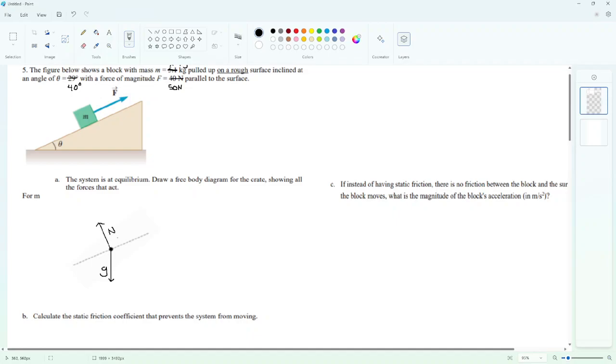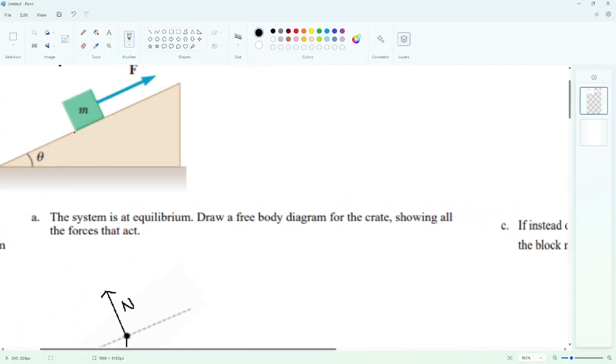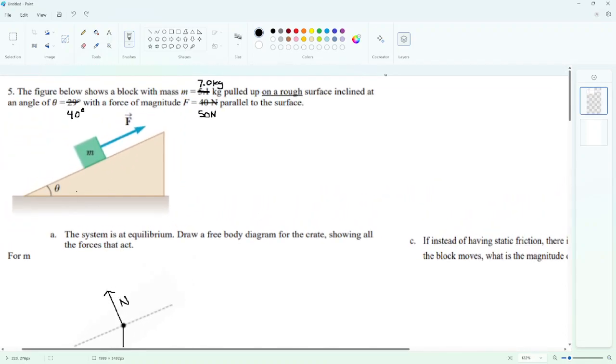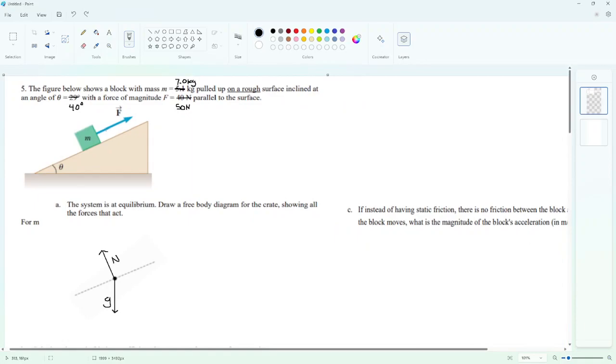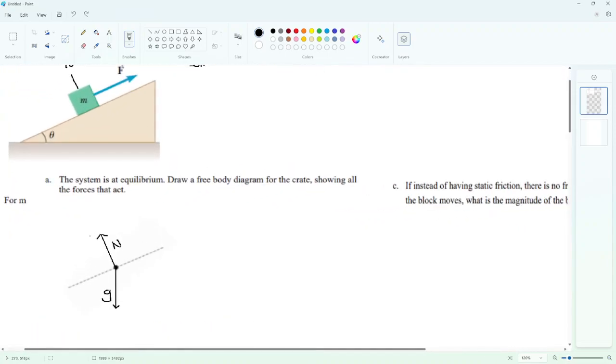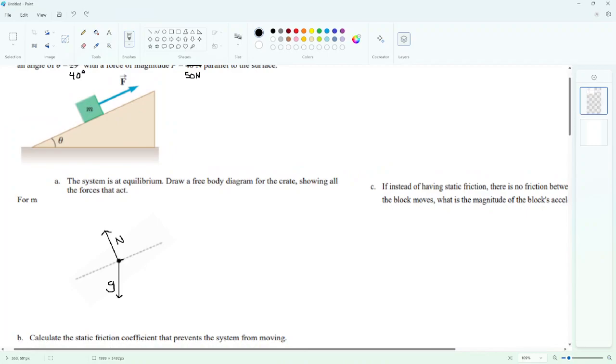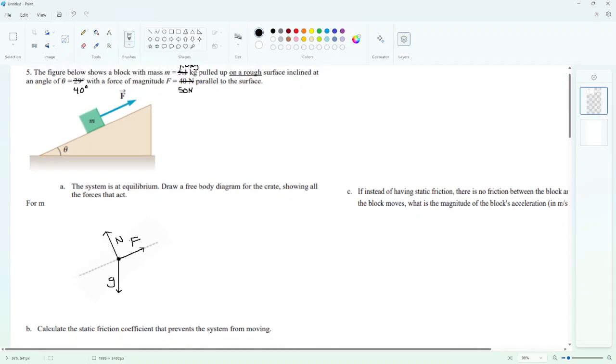Normal force, however, depends on the surface that the object is in contact with. It is a contact force in this case. The ramp pushes against the block, preventing it from going into the ramp. Okay, so let's see. We also have force pulling it this way. And lastly, we have friction.